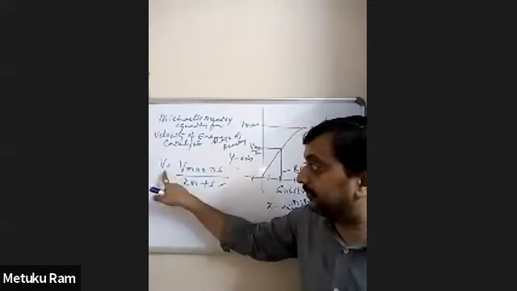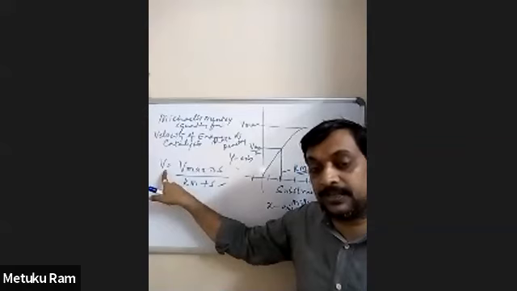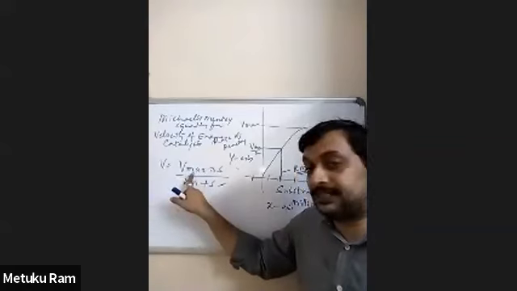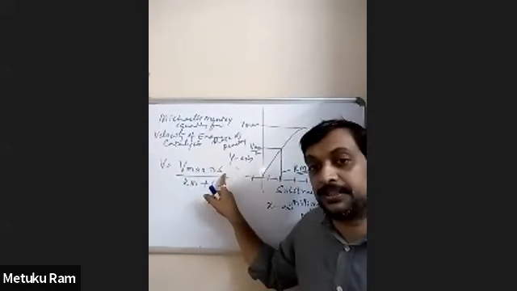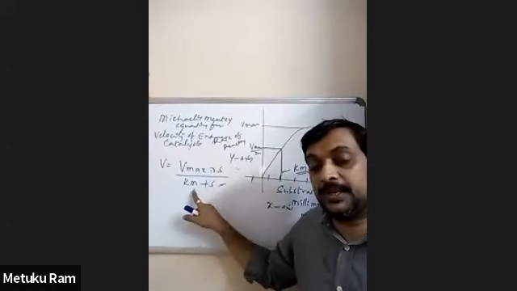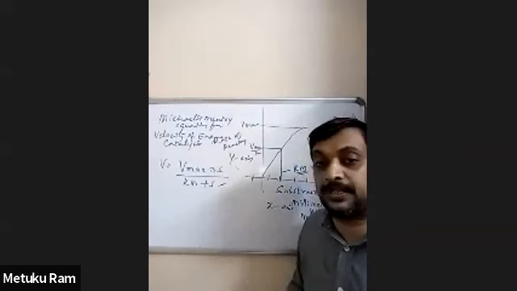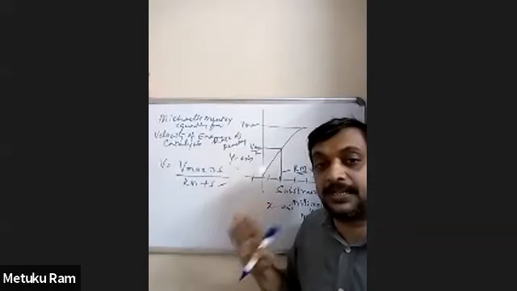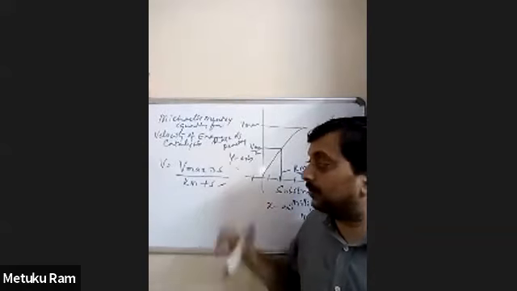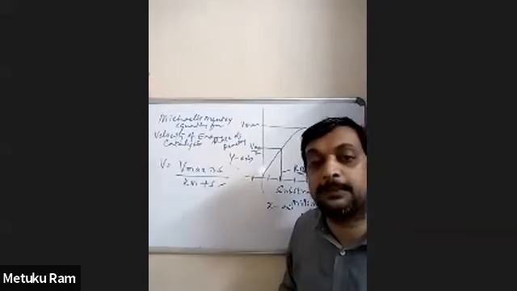In this, V is the velocity of the reaction. Vmax is the maximum velocity. S is the substrate concentration. Km is called the Michaelis-Menten constant. With the help of this, the velocity of the enzyme catalyzed reaction can be calculated. The formula is V is equal to Vmax into S by Km plus S.